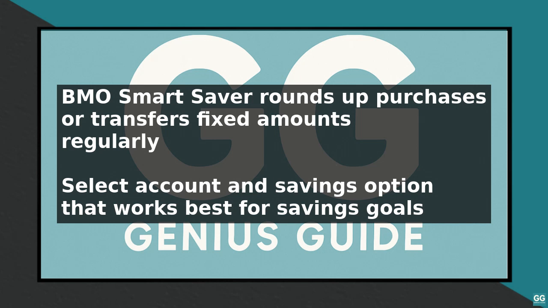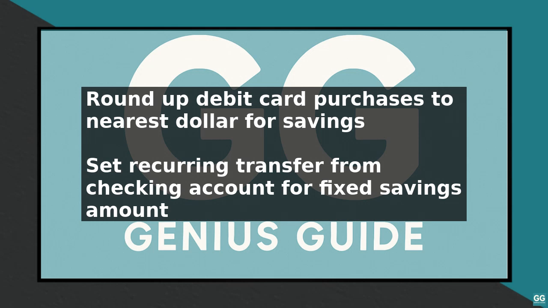If you choose to round up your purchases, every time you make a transaction, the amount will be rounded up to the nearest dollar and the difference will be transferred to your Smart Saver account. For example, if you buy something for $3.50, 50 cents will be transferred to your Smart Saver account.